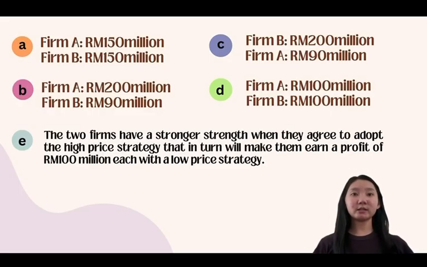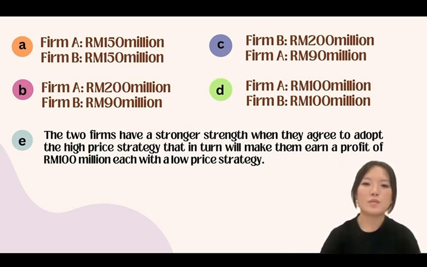For question A, when each firm chooses a high price strategy, each firm will earn RM150 million in profit, for a total of RM300 million for the 2 firms. For question B, when firm A chooses a low price strategy and firm B maintains a high price strategy, firm A will earn RM200 million and firm B will earn RM90 million.